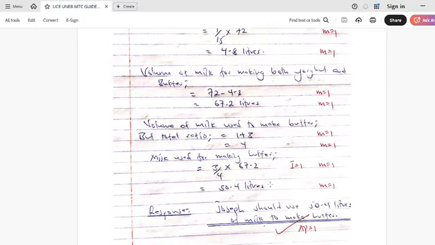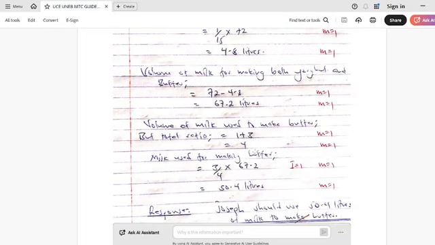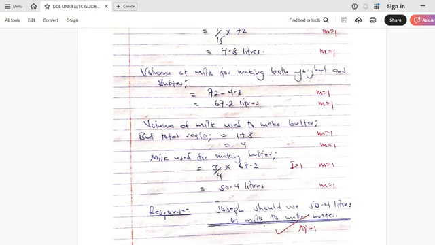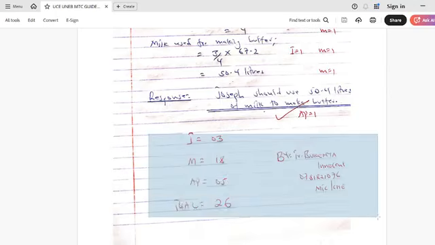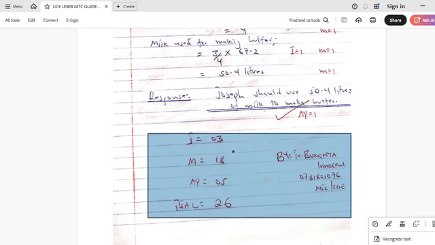So to get for butter alone, I'll just get the total ratio, then get the 3 parts of butter over the total ratio times the total amount of milk that is left. Then I'll be coming up with 50.4 liters, and therefore I'll give my response as Joseph should use 50.4 liters of milk to make butter. So that is an application equals to 1. I hope you can see right from here that the identification marks were 3, manipulation equals to 18 marks, and application equals to 5 marks, giving us a total of 26 marks.